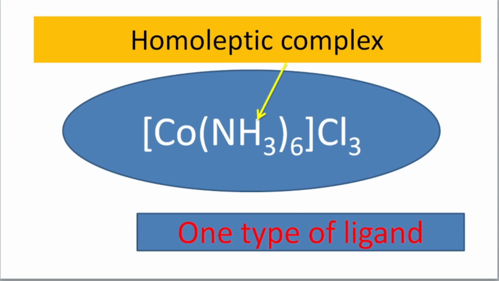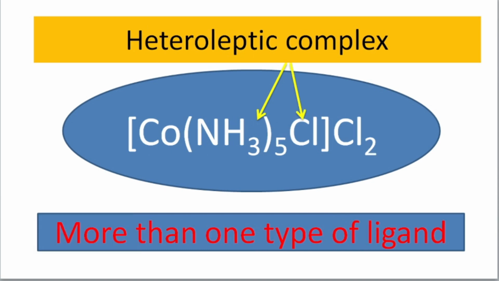See now the next term, homoleptic complexes. If the complex possesses only one type of ligand, see for example here, ammonia, 6 ammonia molecules are there, they work as a ligand, but only ammonia is there. Other than ammonia, no other ligand is there. Only one type of ligand. Therefore, such complexes are called homoleptic complexes.